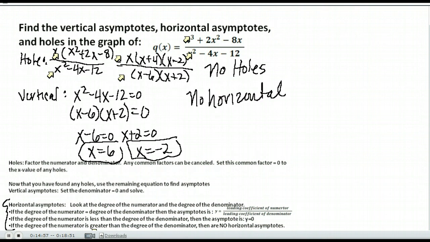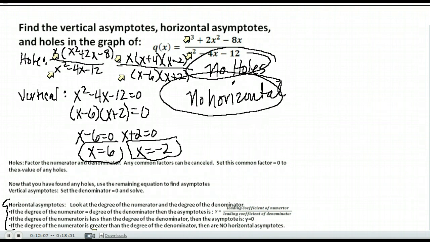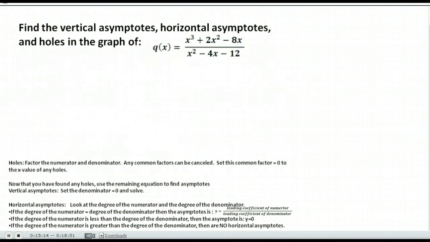So we have no holes. We do have a vertical asymptote at x equals 6 and one at x equals negative 2. And then there are no horizontal asymptotes. We will do one more example to give you one more example of having a hole in the graph.